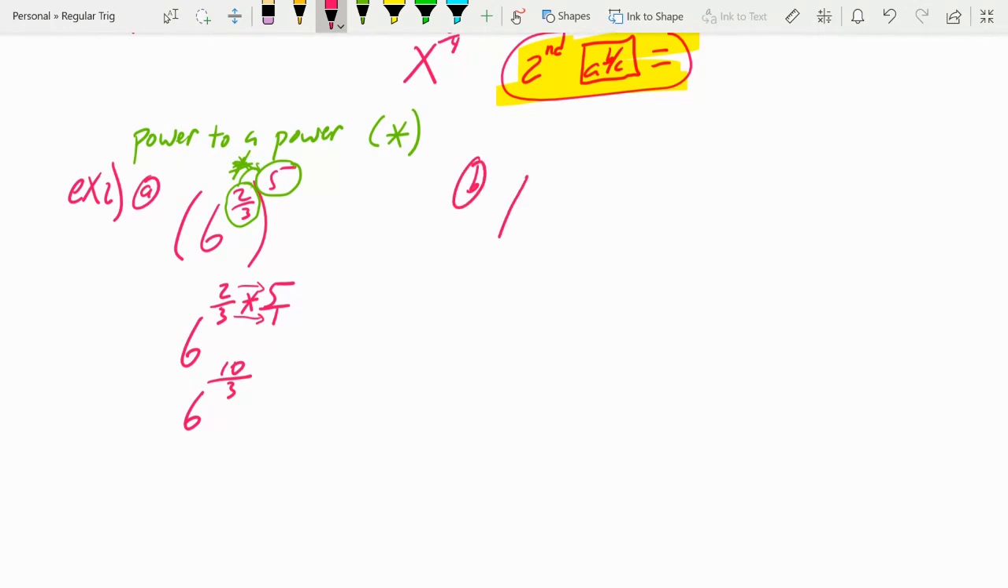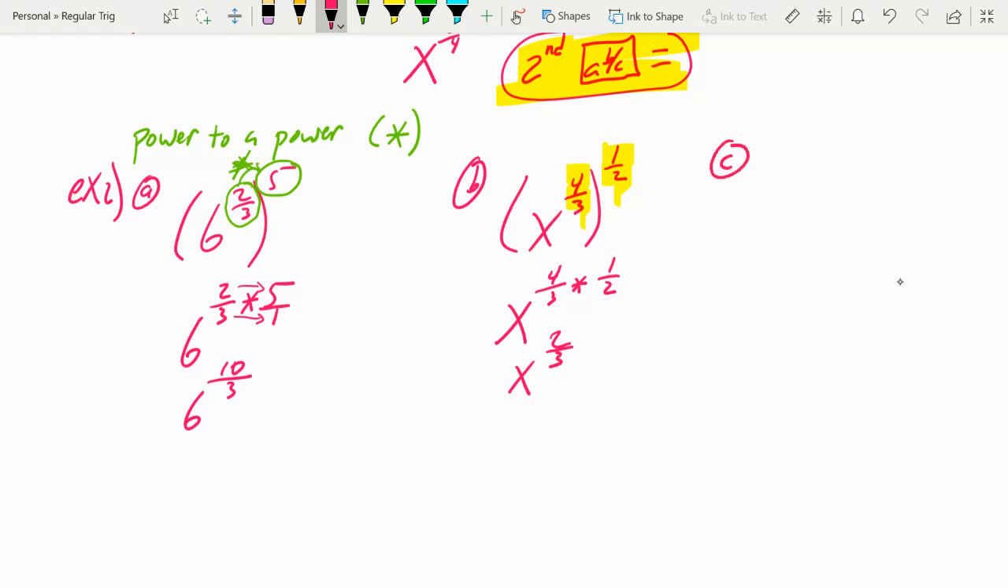Part B, x to the 4/3 to the 1/2 power. All right. Sorry, that's supposed to be a 3. You guys know I suck at writing on my tablet. All right. So again, power raised to a power. We multiply. So x to the 4/3 times 1/2. So we end up with, when you multiply these two together, you end up with 2/3. Just leave it alone. There's nothing to do to it.